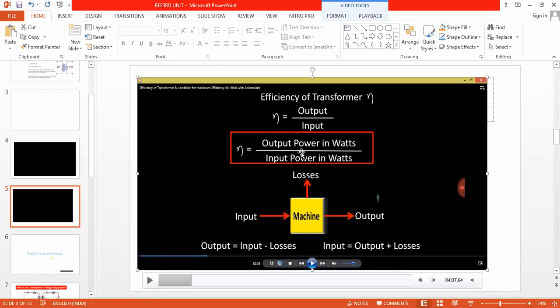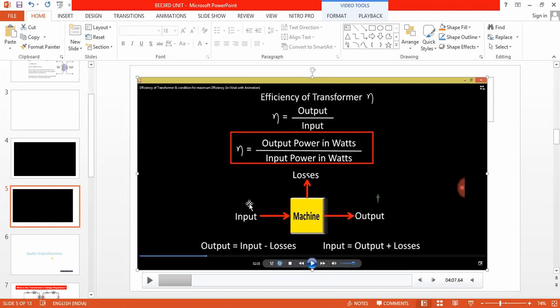Anyone tell me what is the formula for power? DC power means P is equal to V into I. AC power means V I cos theta. Tell me, does a transformer work with DC supply or AC supply? AC supply, 100%. A transformer will never understand DC current. So what is the output power? At the secondary winding, V2 I2 cos theta, divided by the input power V1 I1 cos theta.